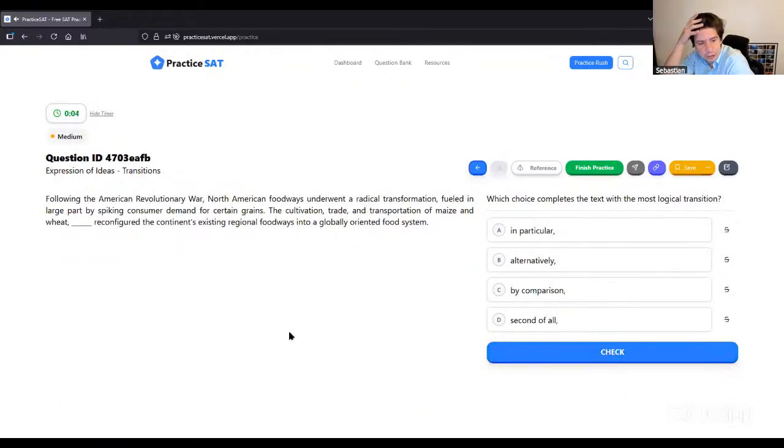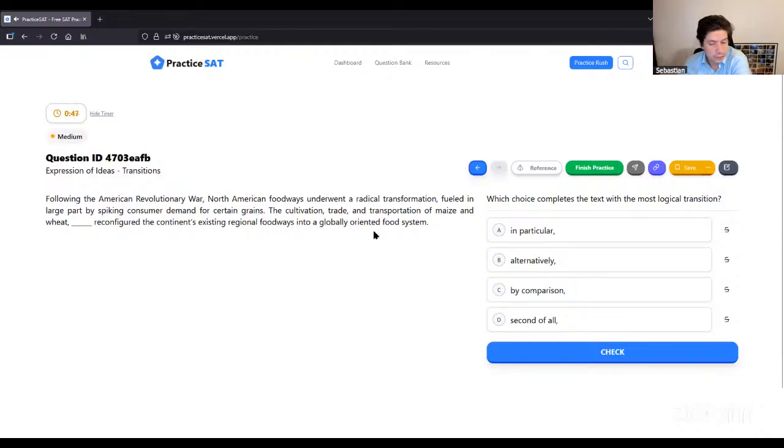Following the American Revolutionary War, North American foodways underwent a radical transformation, fueled in large part by spiking consumer demand for certain grains. The cultivation, trade, and transportation of maize and wheat blank reconfigured the continent's existing regional foodways into a globally oriented food system. So this one is going to be all about transitions. So we have in particular, alternatively, by comparison, and second of all. Second of all is just adding on. In particular is focusing in. Alternatively is giving you a variation. And by comparison is comparing.